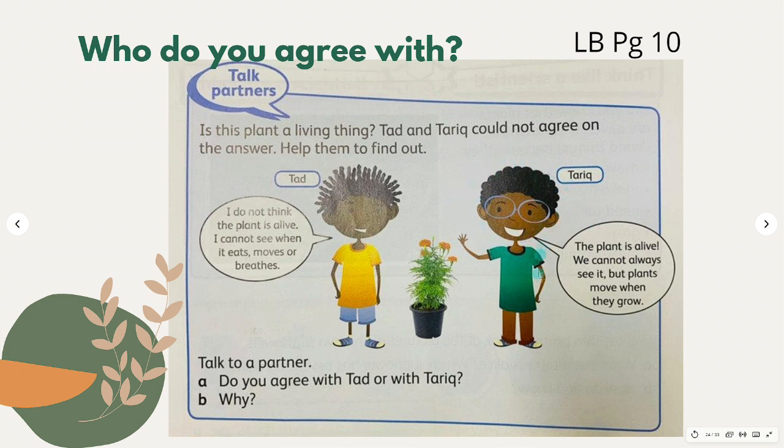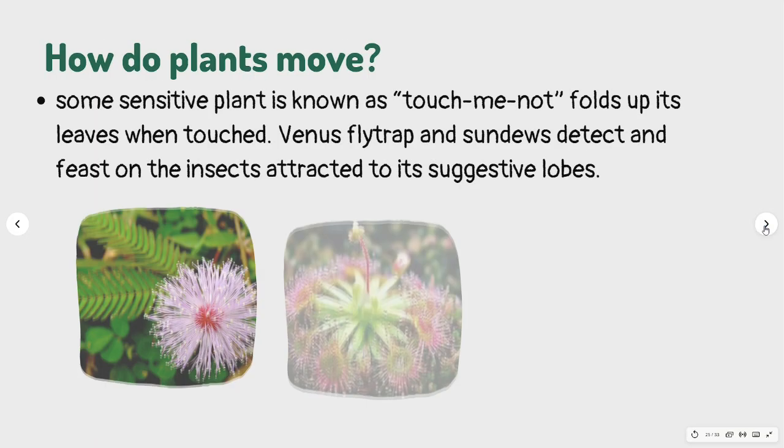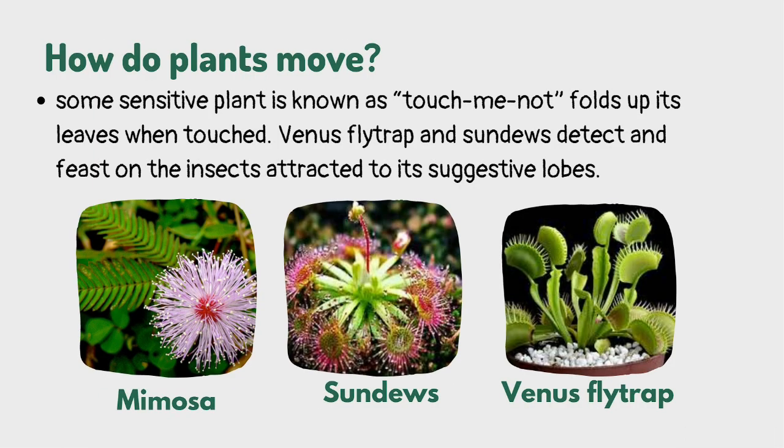We cannot always see it, but plants move when they grow. But how can we know that a plant moves? Because some flowers turn their heads to face the sun or open up in the morning and close at night. Some plants are very sensitive, known as touch-me-not, such as mimosa, sundews, and the Venus flytrap, which move when they are touched. The Venus flytrap detects and feeds on the insects attracted to its sensitive lobes.